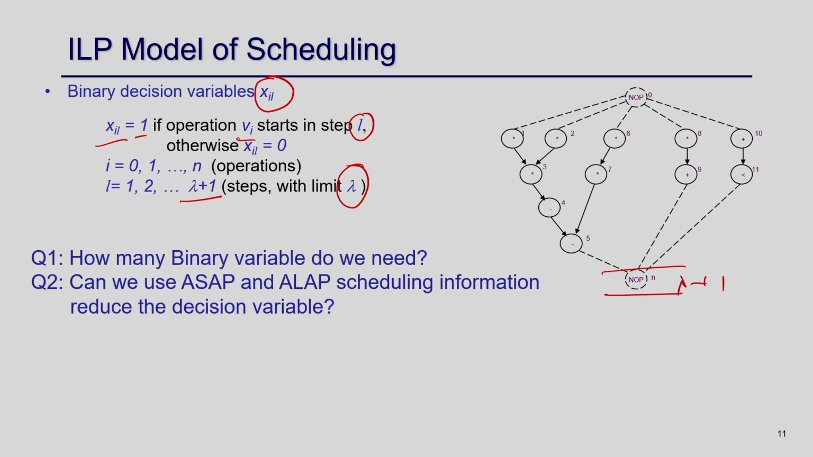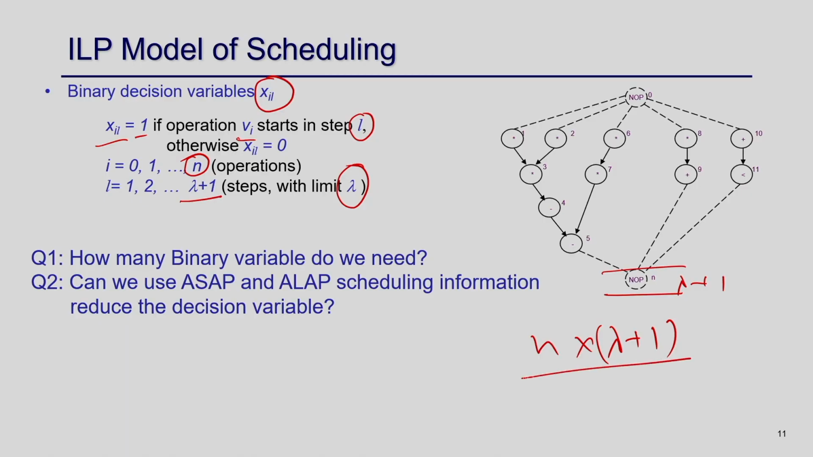So, we assume that the possible timestamp is basically lambda plus 1, and there are say n number of operations. How many such variables are possible in the worst case? It is n into (lambda plus 1), because any operation can be scheduled in any timestamp, ideally. So, I need this many variables.